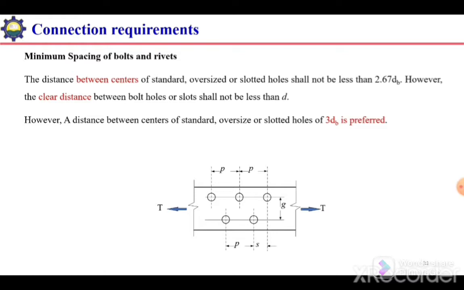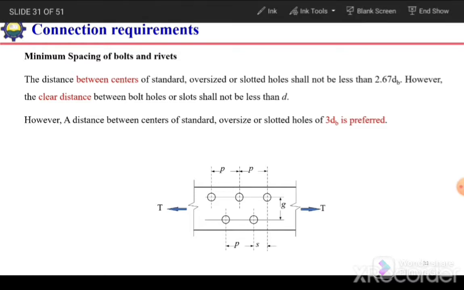In this video, we will discuss the AISC requirements for connections in case of tension members, then the limitation for the slenderness ratio in case of tension members. Then we will go for the design procedure for tension members, and finally we will solve one or two design examples for tension members. So first of all, requirements for connection.